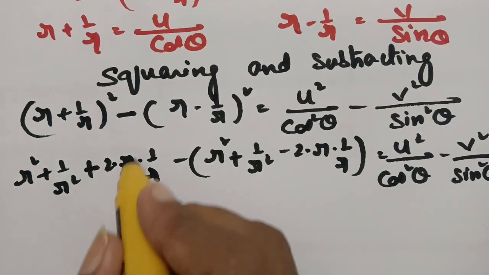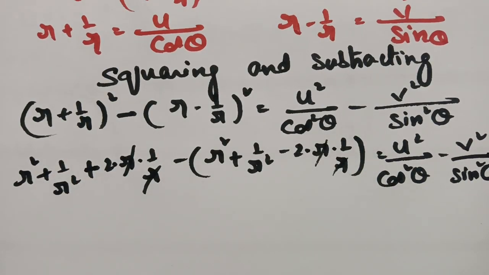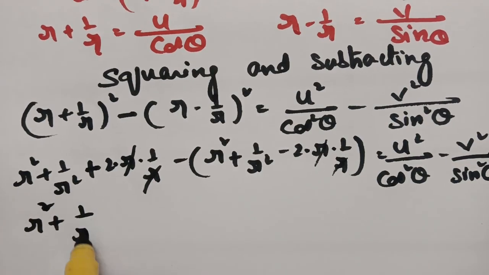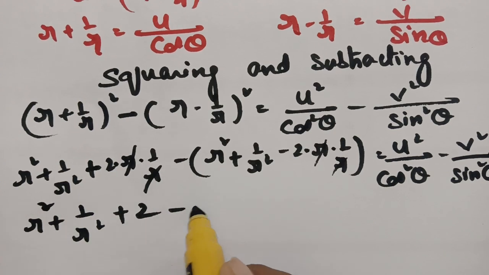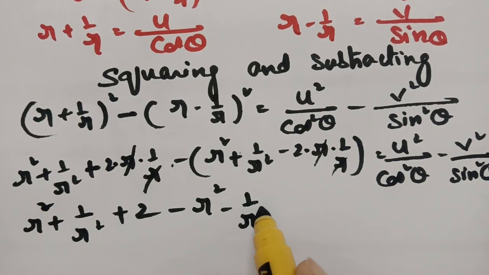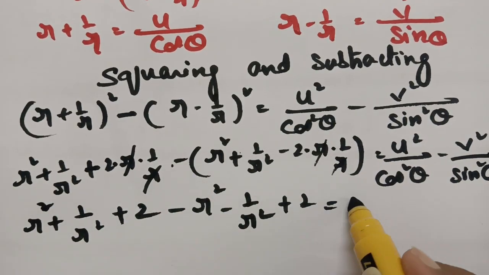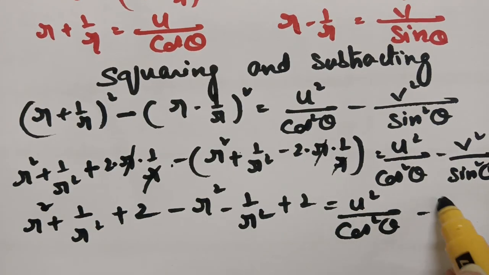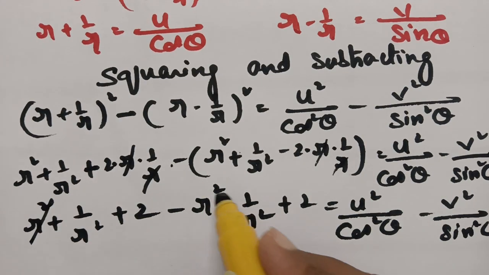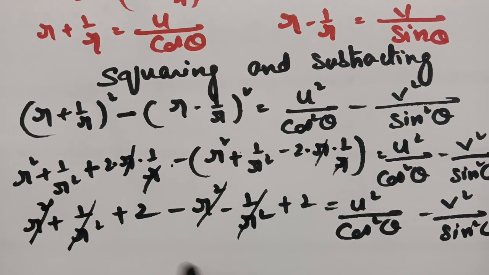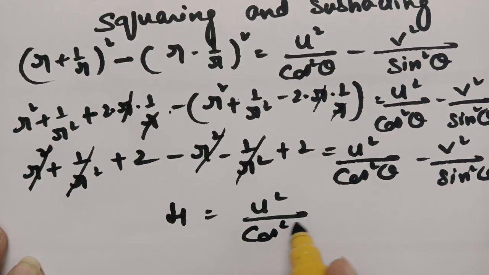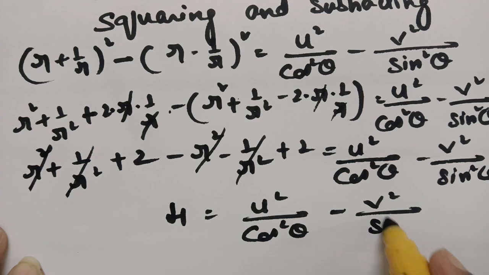Clear? And now this will be r square plus 1 by r square plus 2, and if you multiply with minus, this is minus r square minus 1 by r square, minus into minus plus 2, which is equal to u square by cos square theta minus v square by sin square theta. Clear? So now I can easily cancel plus r square and minus r square, 1 by r square and minus 1 by r square. The value here will be 4. So 4 is equal to u square by cos square theta minus v square by sin square theta.